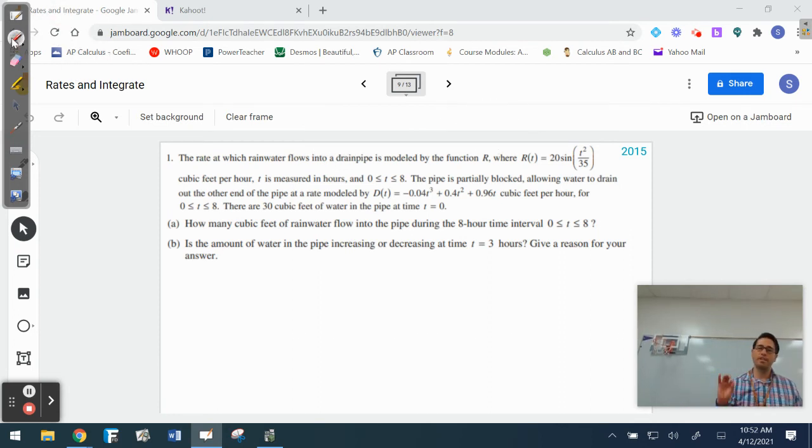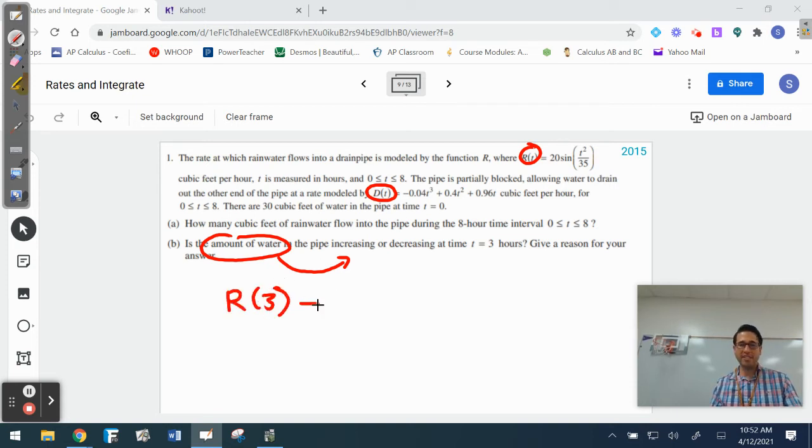Is the amount of water in the pipe increasing or decreasing? This is asking if the total amount of water is increasing or decreasing. Well, remember, just like the one we did in 2017, amount of water, increasing, decreasing, so the derivative, and these are both derivatives already because they're both rates. So we've got the amount of water that flows in, given by R of 3. And if I subtract out the draining, right, it's kind of blocked, but it's still draining, and that's going to be D of 3.